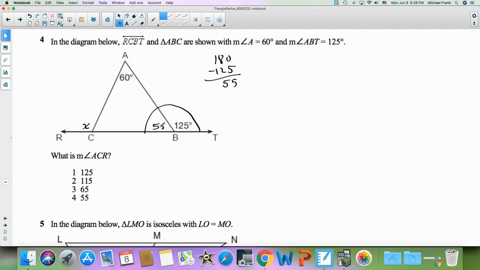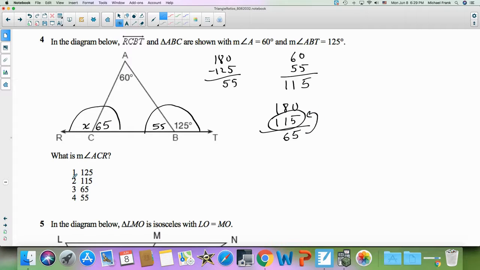Well, I know that these three angles inside have to add up to 180. So I take my 60 plus 55 and I get 115. Well, I take my 180 and I subtract 115 and I get 65. And then the angle I'm looking for is the supplement of the 65-degree angle. So we're just really going to go back, and that's going to be 115 degrees.